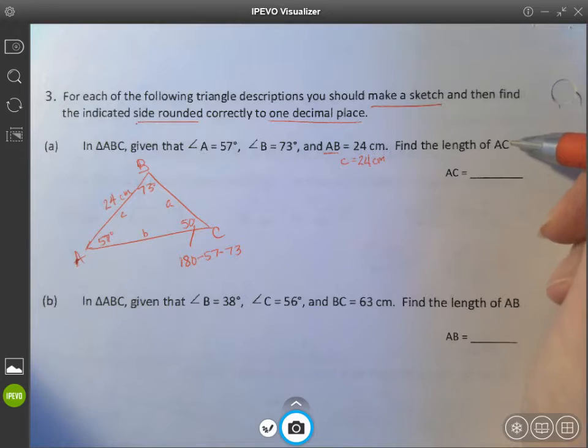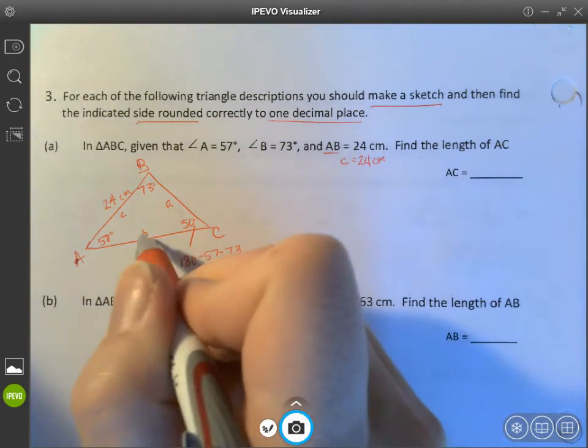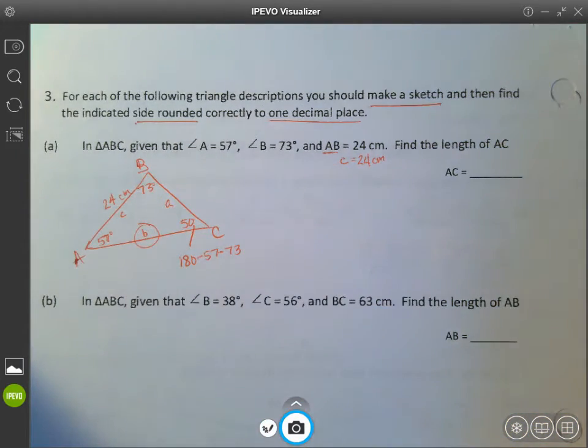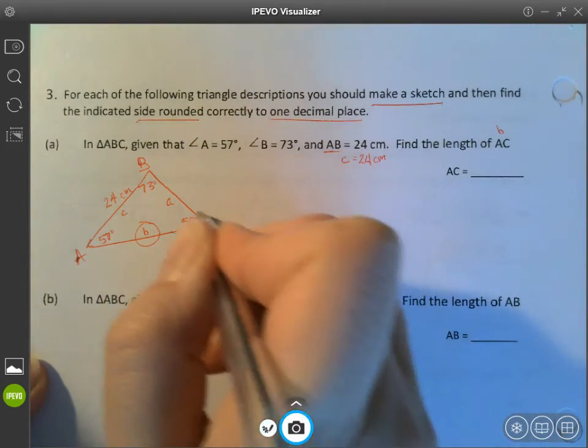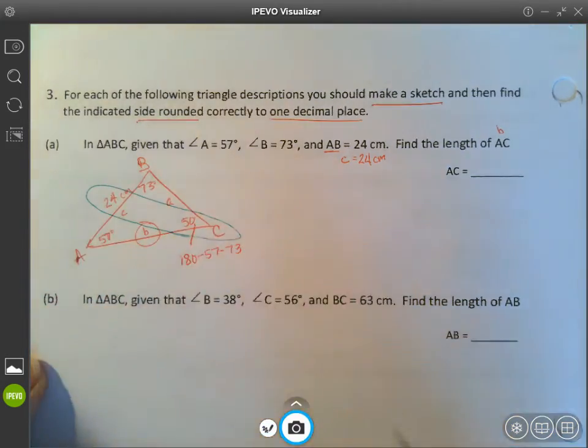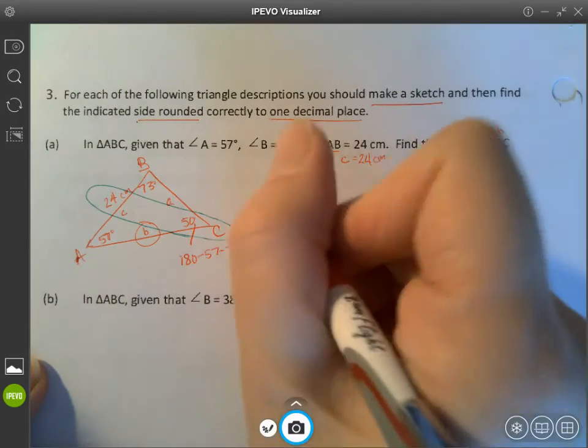Okay, find the length of AC. Well, the length of AC is side B. So that's side B. Now that I have it, I just need to set it up. What information do I know? Well, I know angle C and I know side C. So I'm going to start with that.